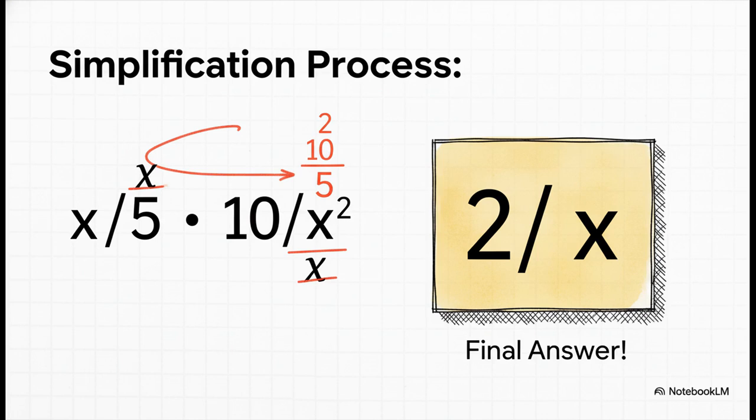Okay, now we just simplify. Let's look at the numbers first. We have a 10 on top and a 5 on the bottom. Well, 10 divided by 5 is 2, so that simplifies to 2 over 1. Now for the variables. We've got an x on top and an x squared on the bottom. So that single x on top cancels out one of the x's down below, leaving just one x in the denominator. So what are we left with? A 2 on top and an x on the bottom. Our final answer is 2 over x. See? Not so bad at all.